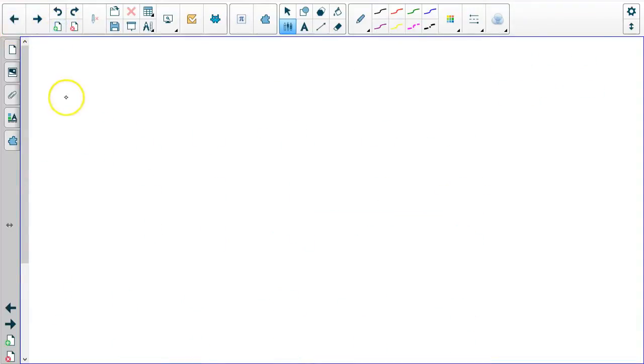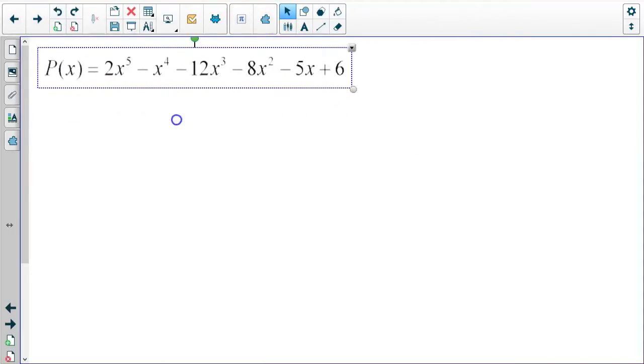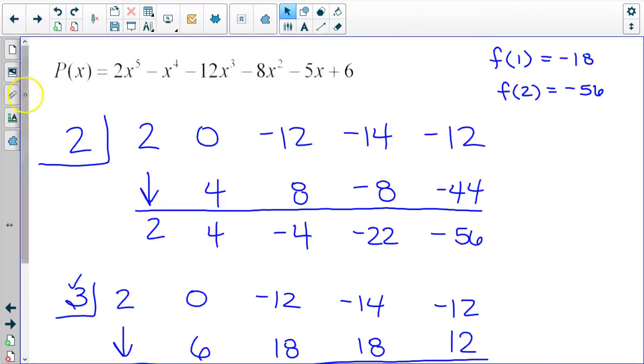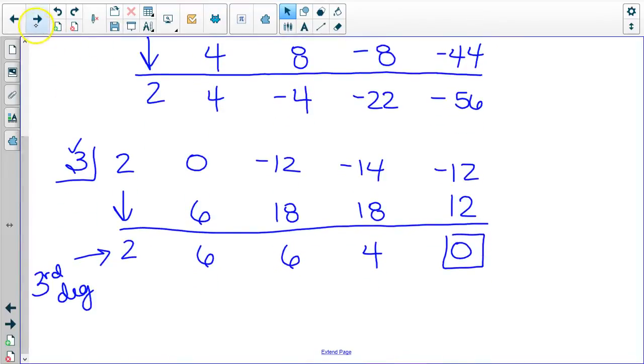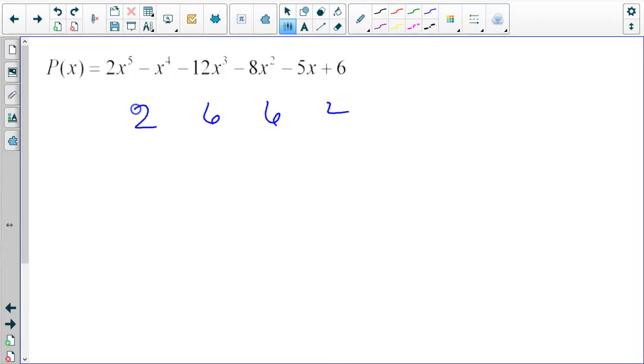All right. So, let me paste my function again so that we keep up with... I keep doing that. All right, and what was my new depressed polynomial? It was 2, 6, 6, 4, right? 2, 6, 6, 4. And I'm plugging in negative 2, right?